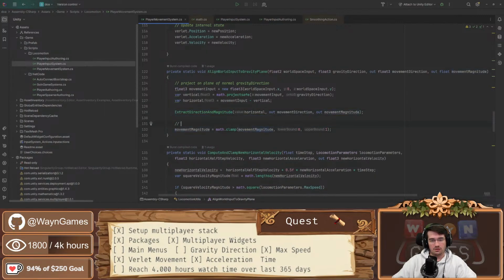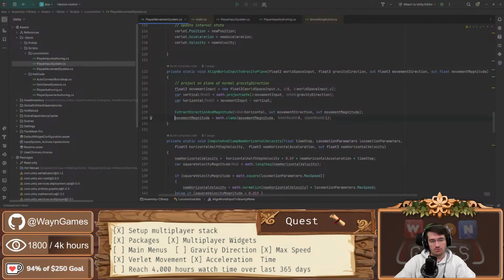And then avoid clamp magnitude. It's clear also. I won't over document the stuff. This one may be a bit more complicated, but and this one is already a vector 3. No, float 2. Okay, so that's good.